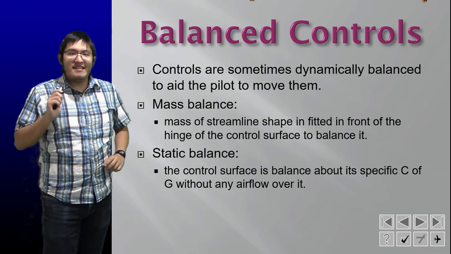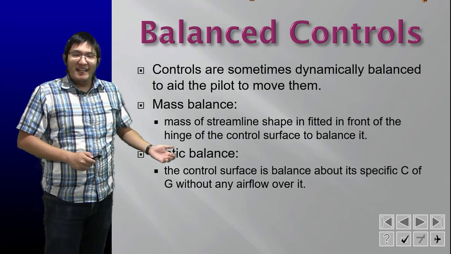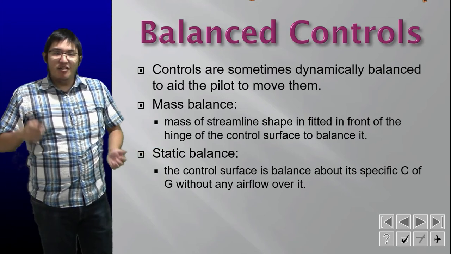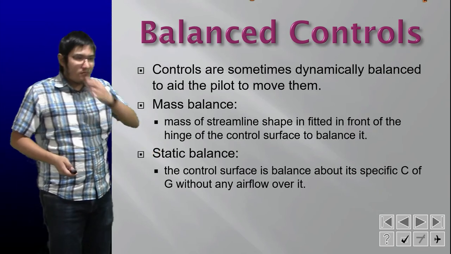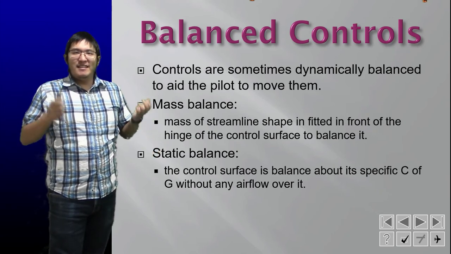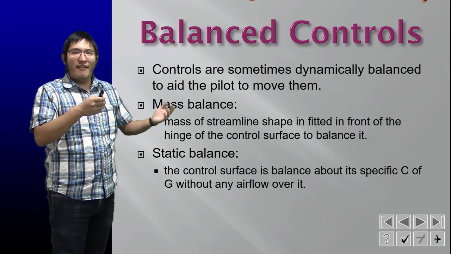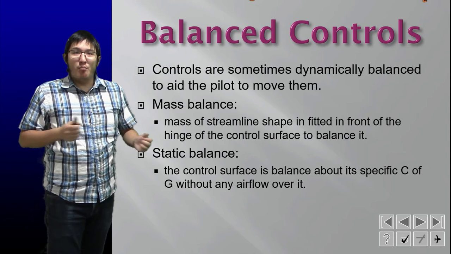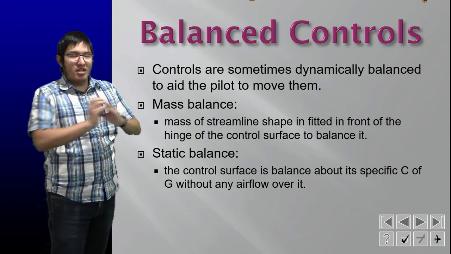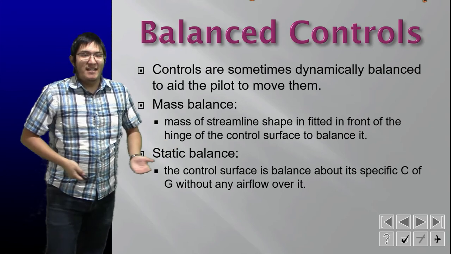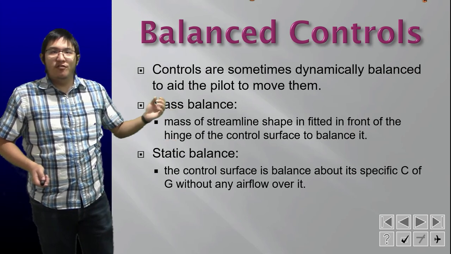Then we have what we call a static balance. In a static balance, the control surface itself has a specific COG which helps it deflect without having any airflow over it. In this case, the control surface itself is balanced such that it will not have much weight towards the rear, which would make it much more difficult to deflect the control surface. The weight will be much more forward, just built in, and it doesn't require any airflow, unlike the mass balance, which requires airflow to help it deflect.